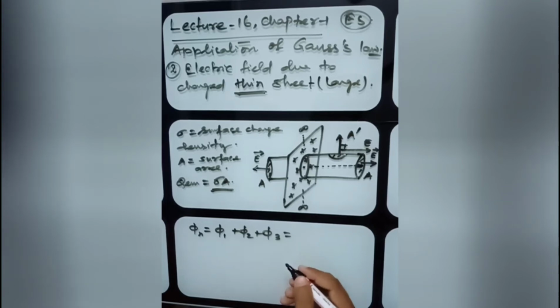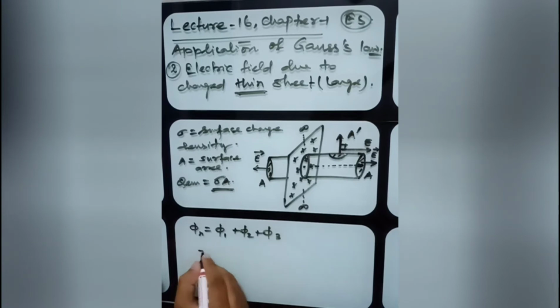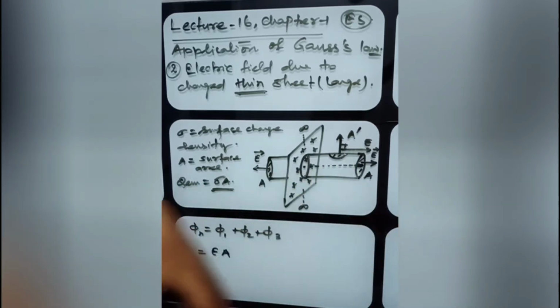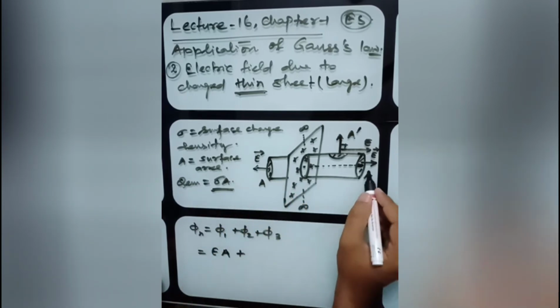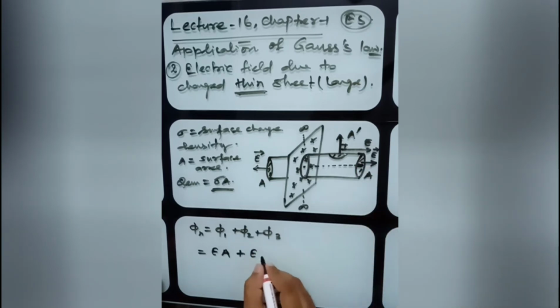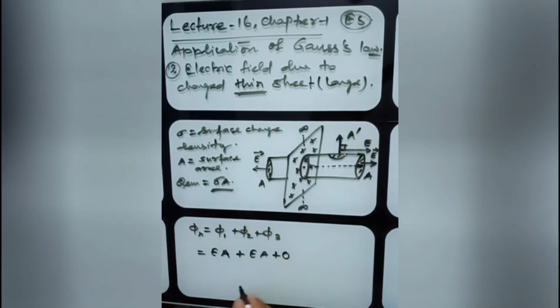We can write here the flux due to this surface as EA. This E is in this direction and the area is also in this direction, so both will be positive. Plus the second one: the electric field is in this direction and the area is also in this direction, so again EA. Plus for the curved surface the electric flux is 0. So the net flux is 2EA. This is equation 1, the net flux.